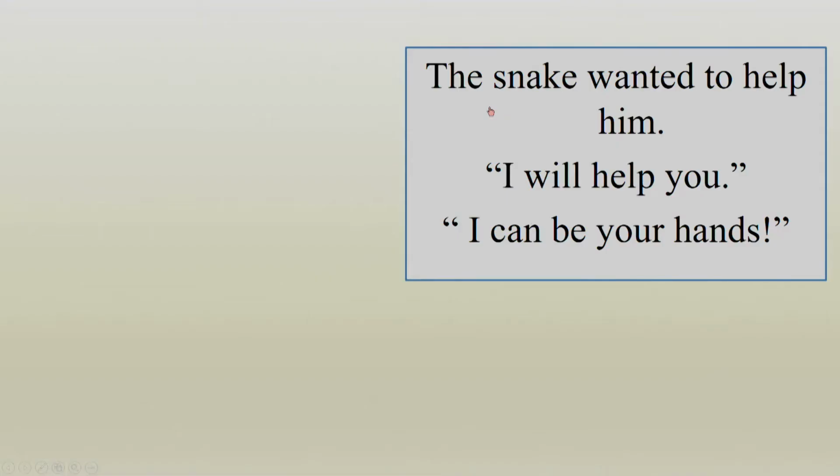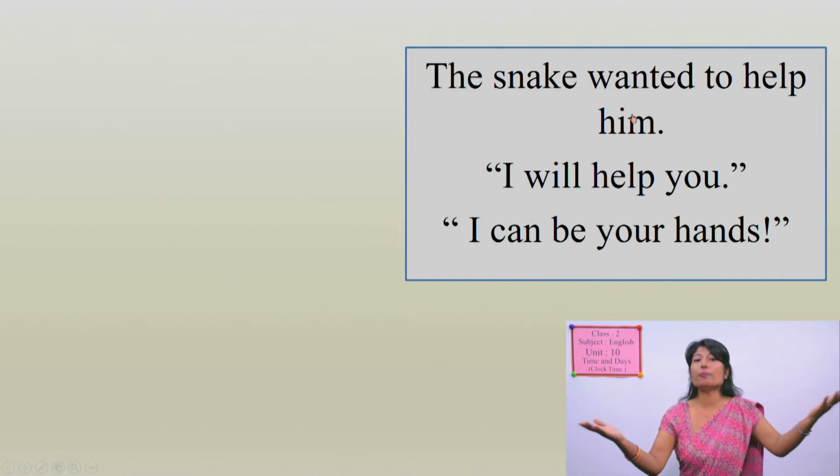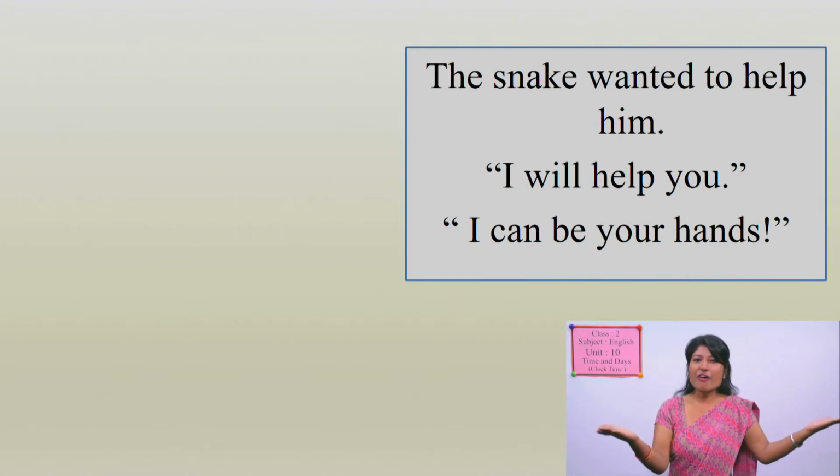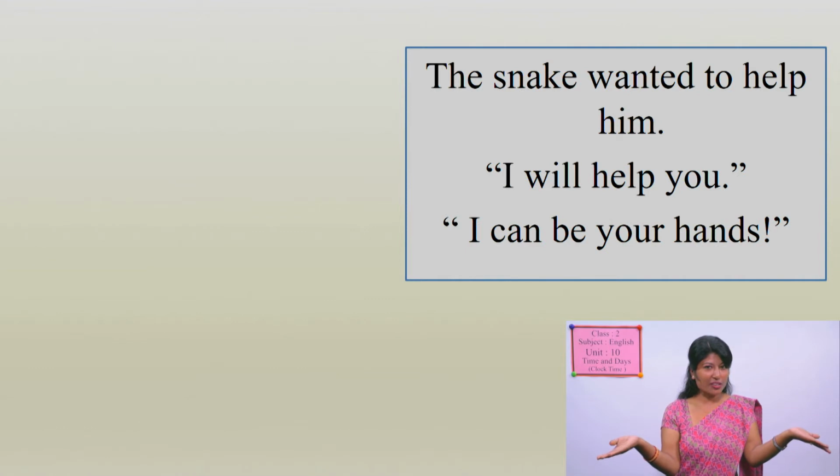And then the snake. Who was the snake? A friend of the clock. The clock made friendship with the snake and wanted to help him. The snake wanted to help whom? The clock. Why? Because they are friends. They are friends, so should they help or not? Obviously, they need to help each other because they are friends.